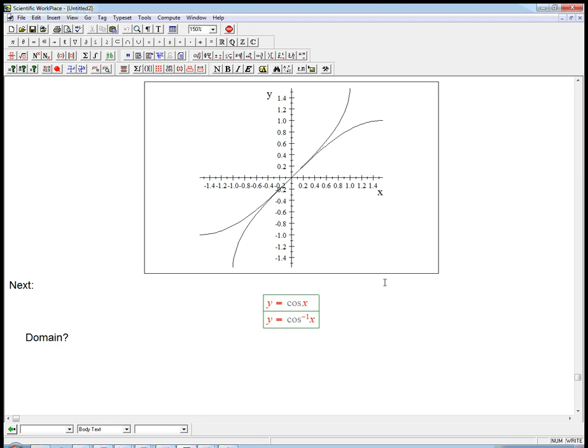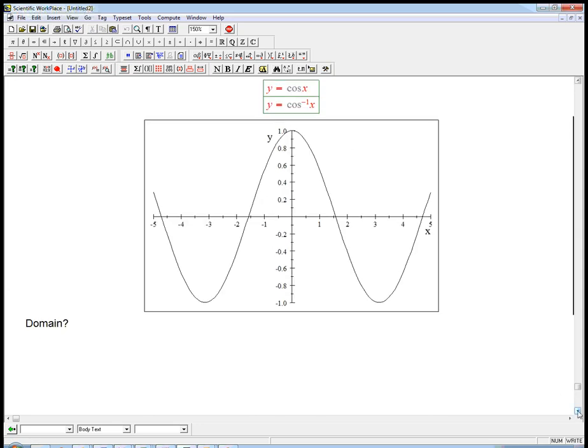Continuing with inverse trig graphs, we want to start with y equals cosine x and find the graph of its inverse. The first thing is to figure out the domain. So let's actually just graph this guy. We know what the graph of that looks like.